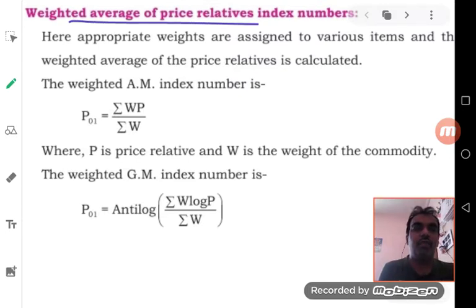The difference is here we use weights. That weights can be quantities or percentages or any other units. And this method also we have to do under two different means. One is arithmetic mean and the other one is geometric mean.